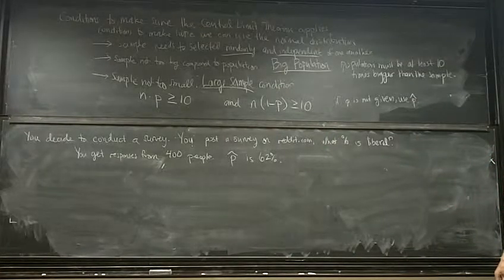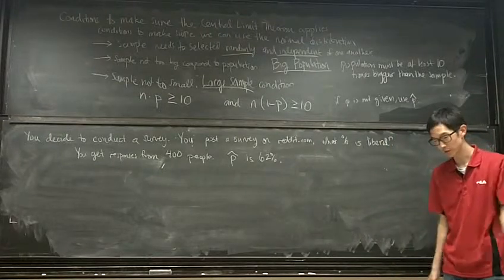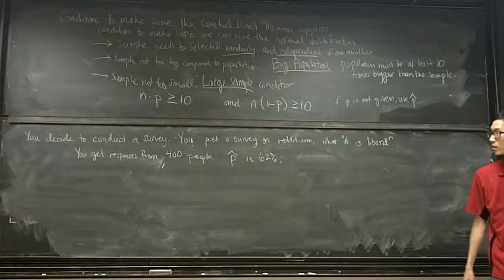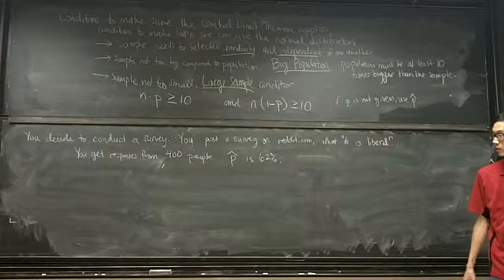Okay. So, are any of these conditions violated? You're basing it on those two, right? Are any of the conditions violated? So this is a scenario, right? You want to do an internet survey. So there's 3 conditions we have to check. Are any of them violated?